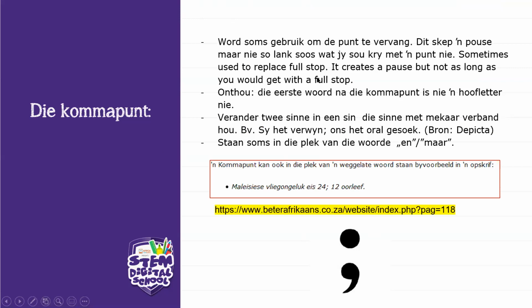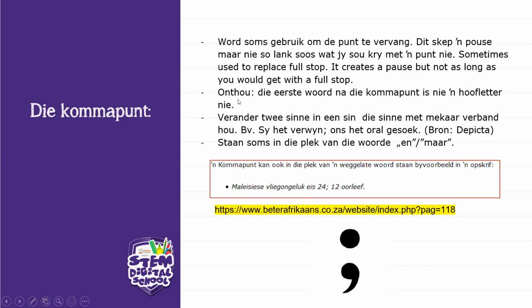Okay, so remember guys, since I was in grade 1, my teachers told me that we use a full stop and a comma to give us a break, a breather when we read. So the comma punt can also be used to replace the full stop in Afrikaans. However, it's not going to give as long a break in the reading process as the full stop would. It's sometimes used to replace the full stop. It creates a pause, but not as long as you will get with a full stop. So that is what I was trying to say.